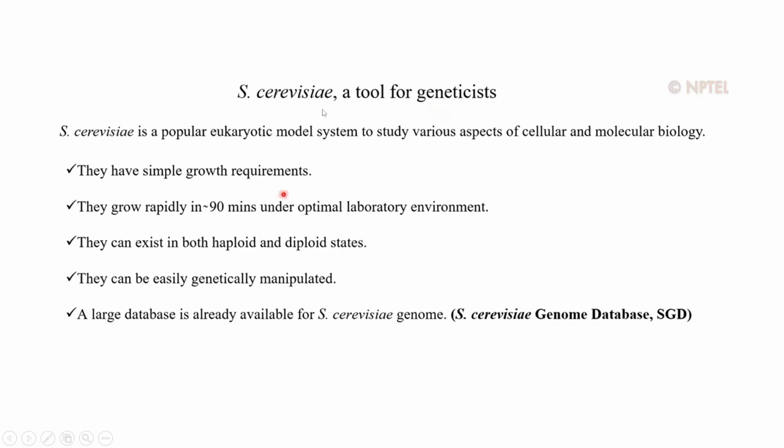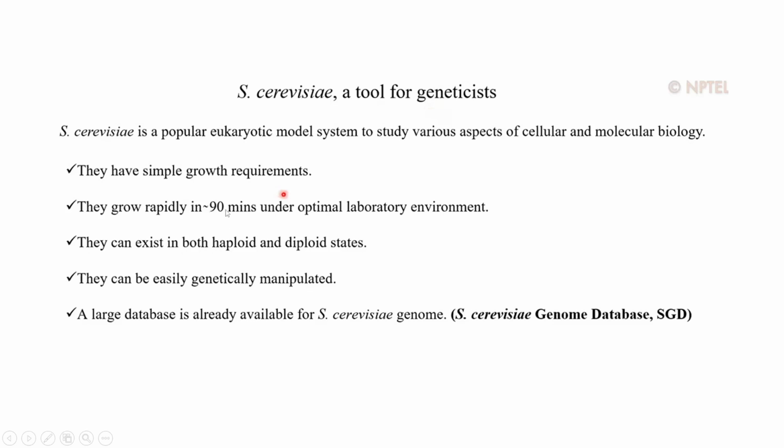So, as I told, why Saccharomyces is used as a eukaryotic model system: these are the few points due to which it is generally used. First, they have simple growth requirements. It can grow on a simple sugar molecule provided in the media, and they grow rapidly, in about 90 minutes under optimal laboratory conditions.